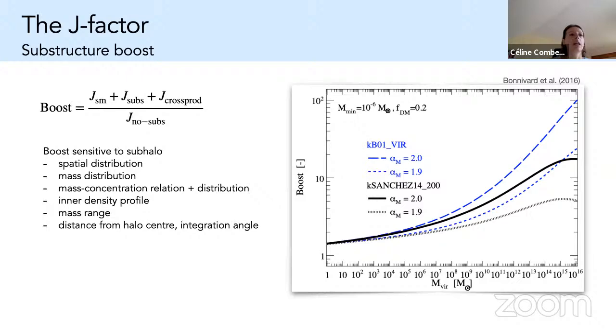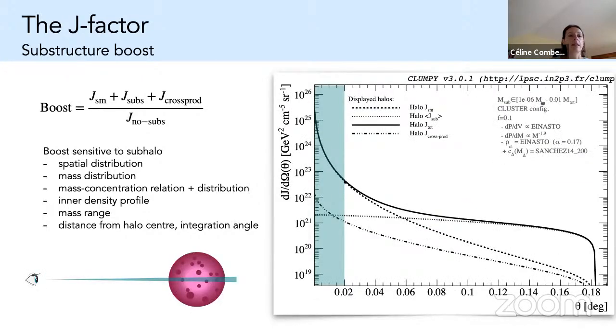The other thing I want you to think about and understand is that the value of the boost also depends on the geometry. Here I have the differential J factor per steradian. It's divided by the solid angle, so it's just the integration along the line of sight without the integration over the angle. And this is looking from the center of an external halo towards the outskirts. So here in green, I have a line of sight that goes right through the center. And right through the center, the most contribution to the total J factor, which is the solid black curve, comes from the smooth component. The substructure have very little role to play in the inner region, and the smooth completely dominates the signal.